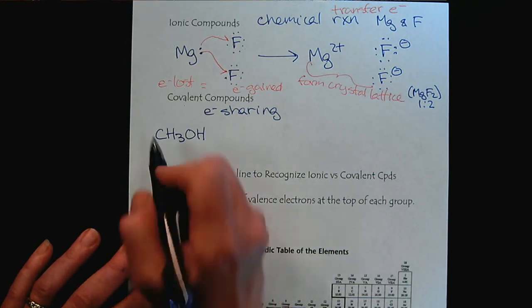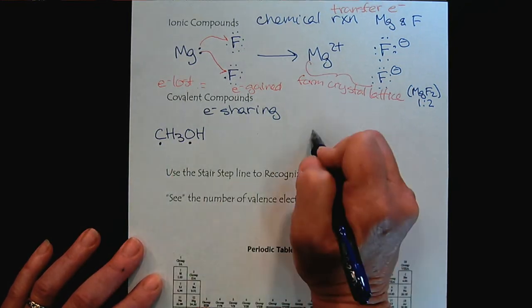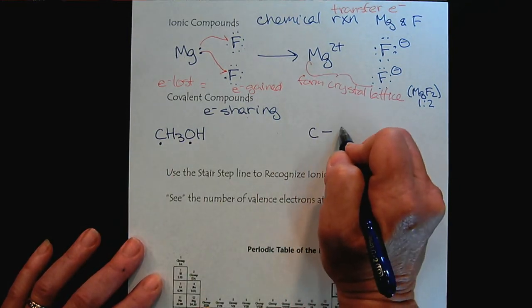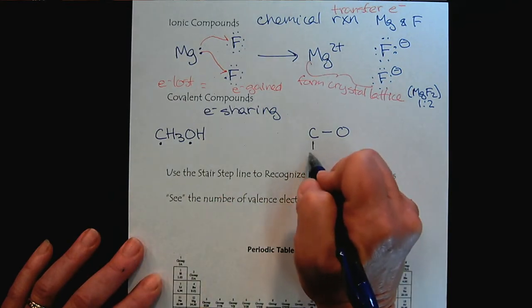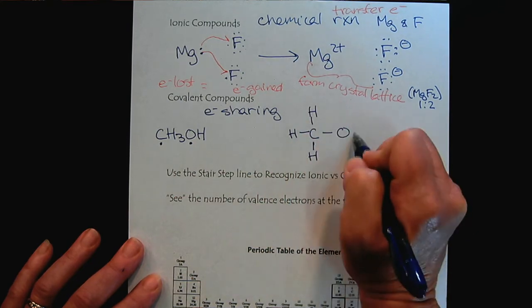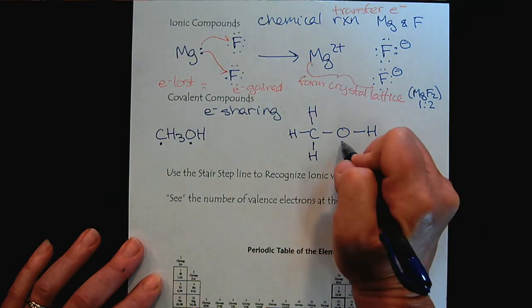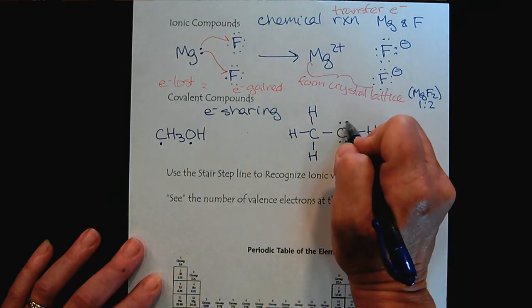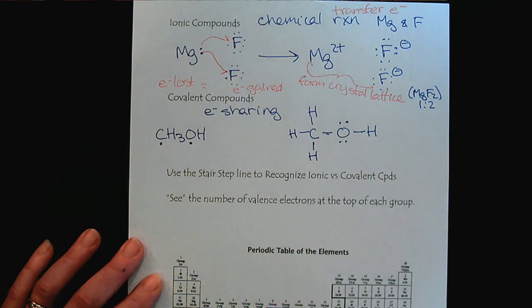Alrighty, so carbon wants 4 bonds. Carbon and oxygen are the two central atoms. Oxygen wants 2. We know that these hydrogens are going to all be connected to carbon. And then we have the bond between the oxygen and the hydrogen. And using our bonding patterns, we know oxygen wants 2 bonds and 2 lone pairs.